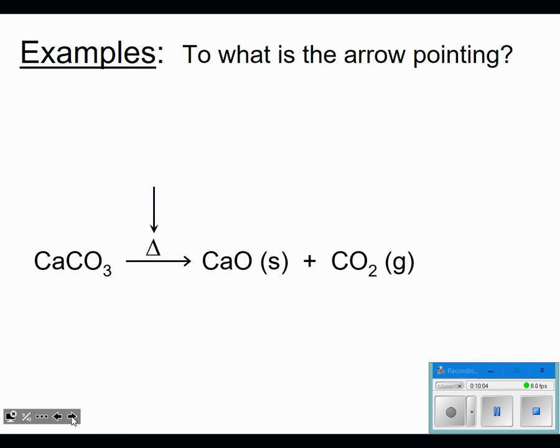But what I'm pointing out right now, this is actually the triangle that's over the arrow, which means that we added heat or light to this reaction to make it happen, but it wasn't actually included in the overall reaction. Then this arrow is pointing at the S, which is after the calcium oxide, which is telling me that the calcium oxide is in a solid form.